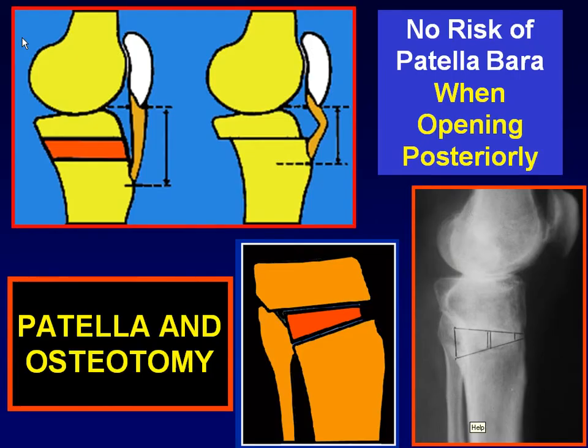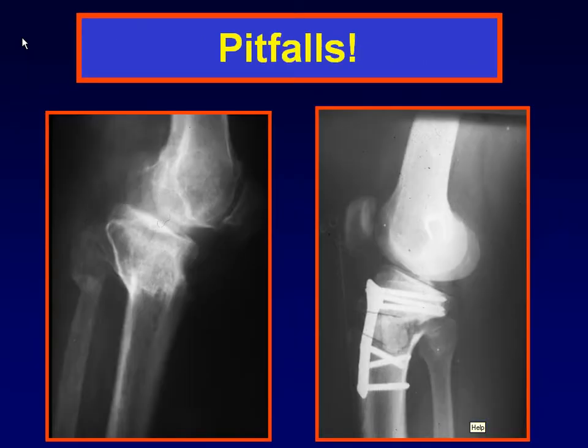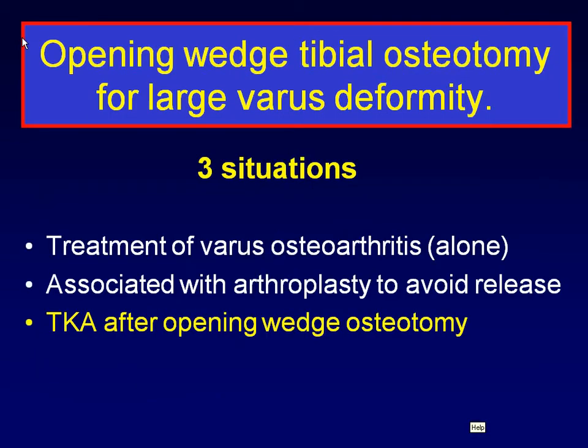Keep in mind also, you have no risk of patella baja when you open not only medially, but also posteriorly. Opening posteriorly is as important as medially in large deformities, to avoid patella baja and to avoid increasing the posterior slope. You may have some mistakes like these two cases if you don't respect the sagittal plane as much as the medial plane.